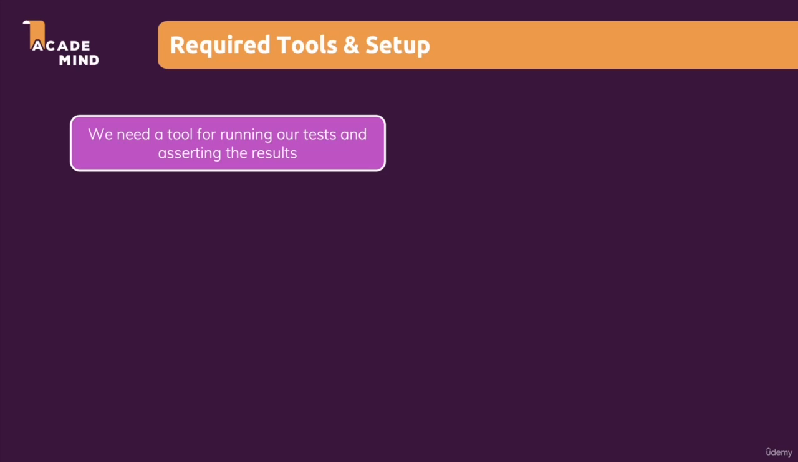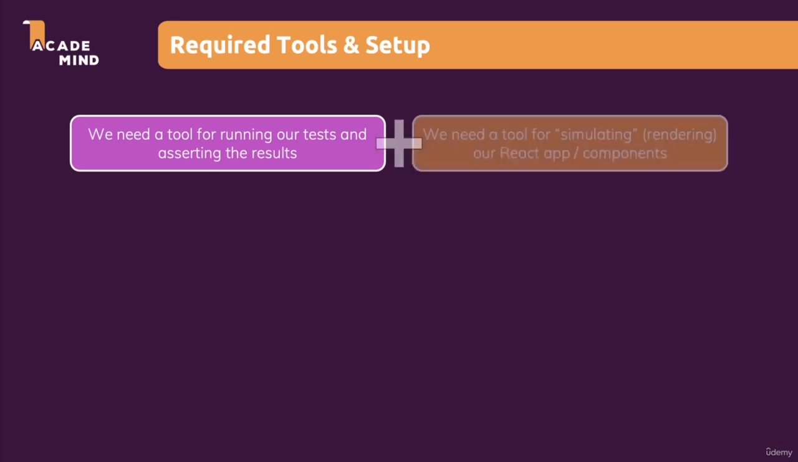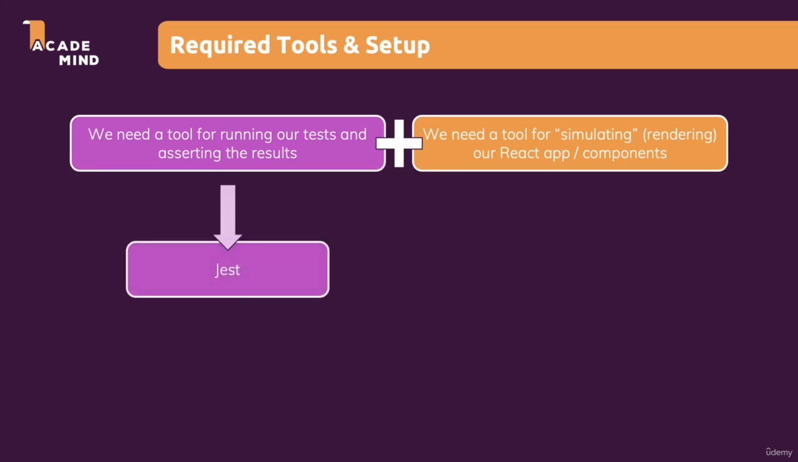And then in a React app, we also need a way of rendering our React app and components for those automated tests to then interact with them. So we need to simulate the browser, so to say. Now, for the first part, for running our testing code and asserting the results, we typically use Jest. It's not the only tool for this job, but it's very popular, especially for React, and it's easy to use.